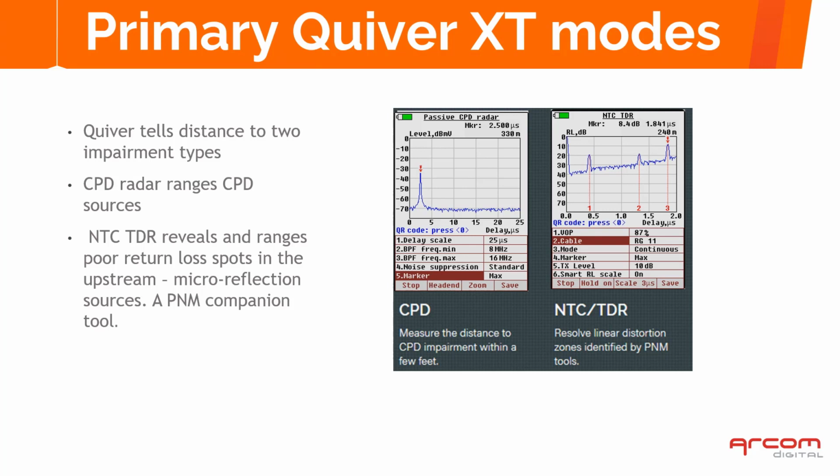NTC-TDR, which is a subject of a separate presentation, will show return loss on all the passives between two amplifiers, like two amps, or between a fiber RFI node and an amp, and it will show distance to all of these passives and reflection sources.